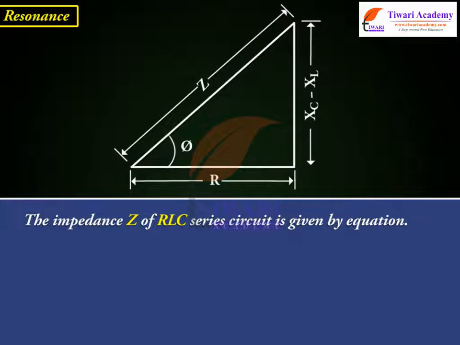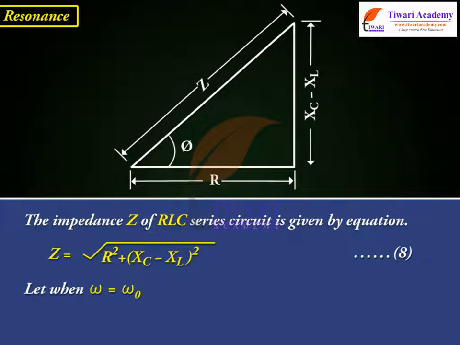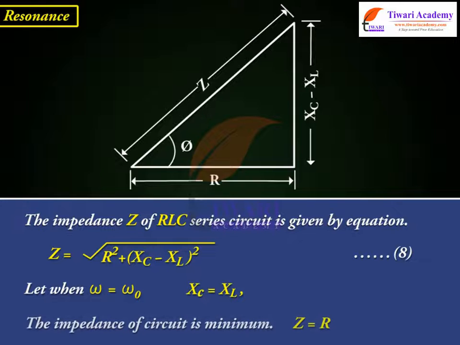The impedance Z of an RLC series circuit is given by Z is equal to square root of R squared plus (XC minus XL) whole squared. Equation 8. When omega is equal to omega naught, XC is equal to XL, the impedance of the circuit is minimum. Z is equal to R.